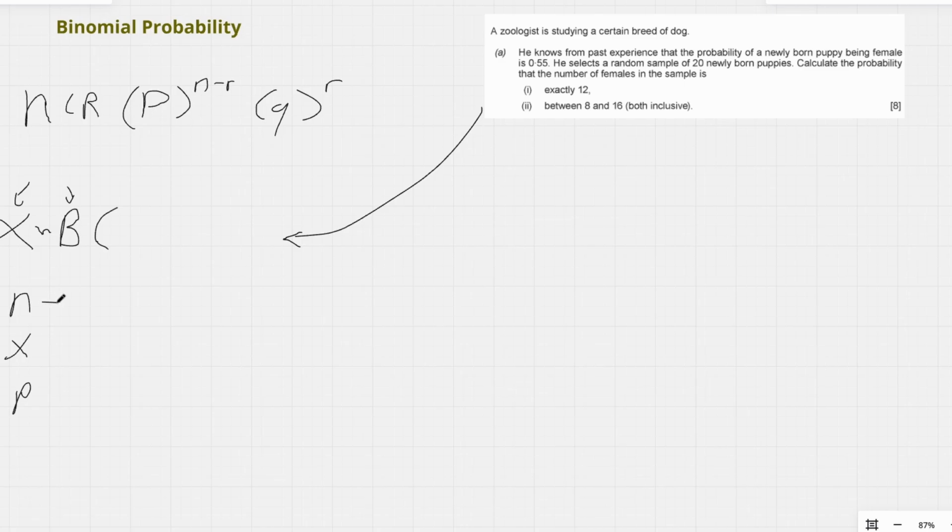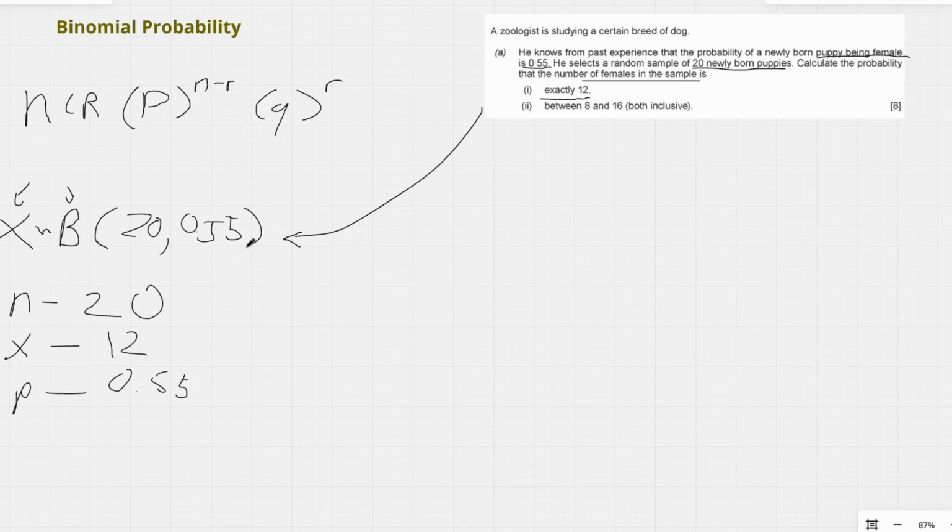So n is 20, because the sample is 20 newborn puppies. We have x, which is the number of females in the sample, so we want exactly 12. And then we have the probability of being female, 0.55. So we can fill in n and p: we have 20 and 0.55.